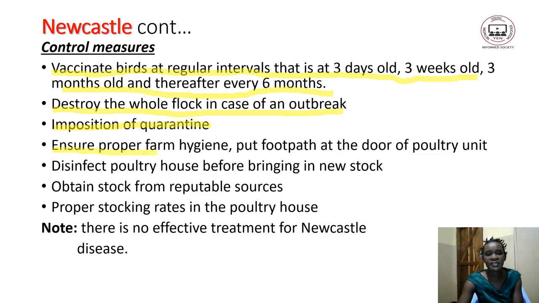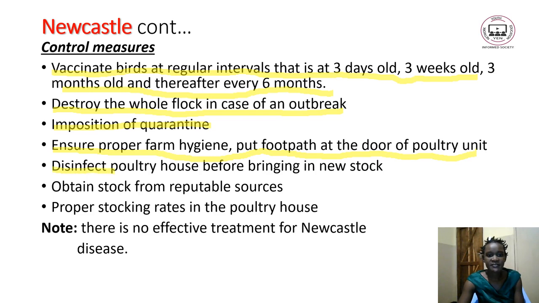We can also prevent it just by ensuring proper farm hygiene. You put the footpath at the door of the poultry unit. So proper farm hygiene can help to prevent the disease, just because the virus can stay in the droppings maybe for some weeks. So if the animals consume the droppings from the infected animal, it means they can also catch the disease. So farm hygiene is very, very essential.